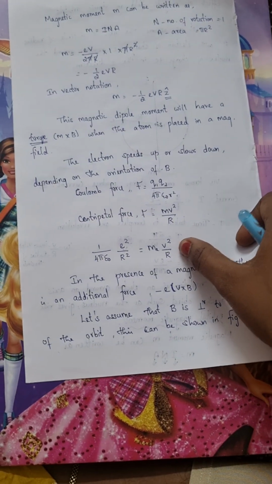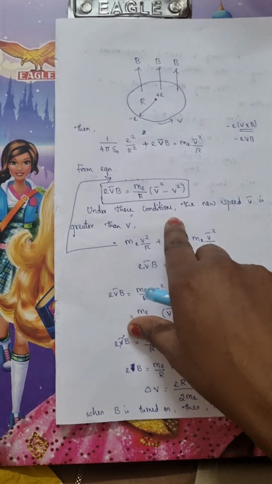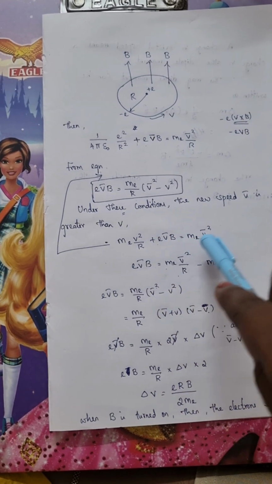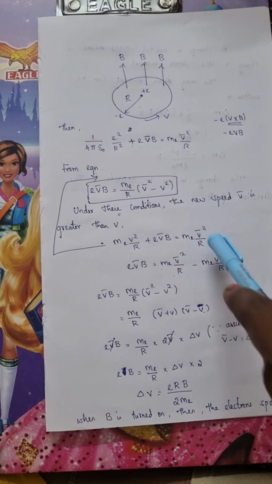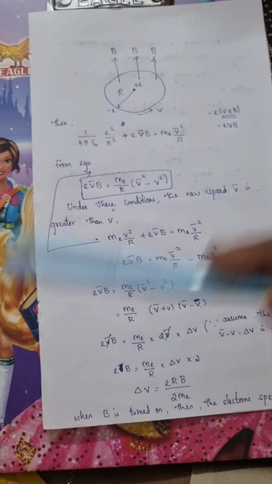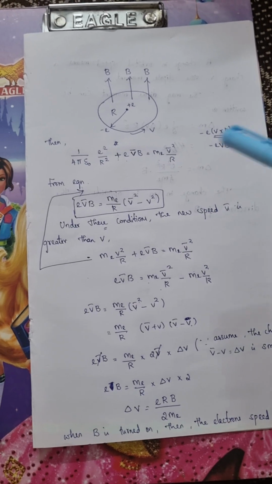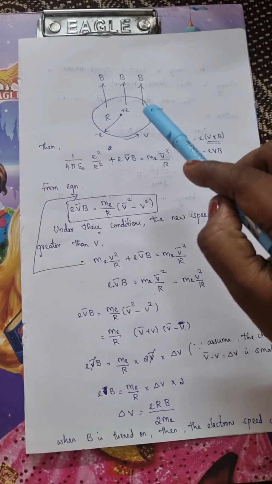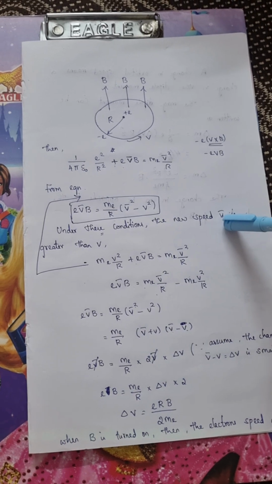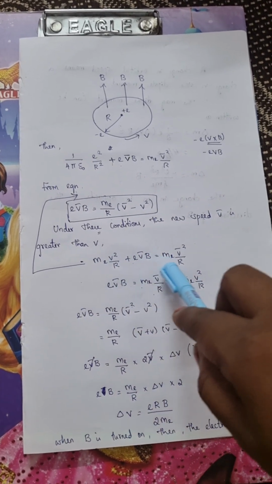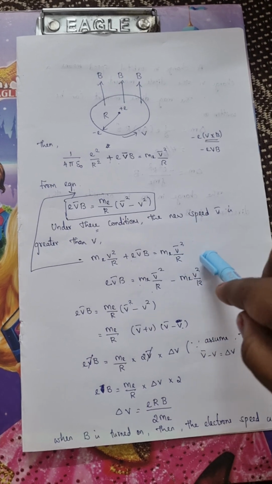this equation. When we equate these two equations, we get m v square by r plus e v bar B equals m v bar square by r. Here v bar is the new speed. After the introduction of B, the speed is v bar. So m v square by r plus e v bar B equals m v bar square by r.